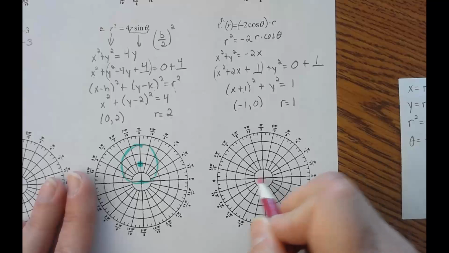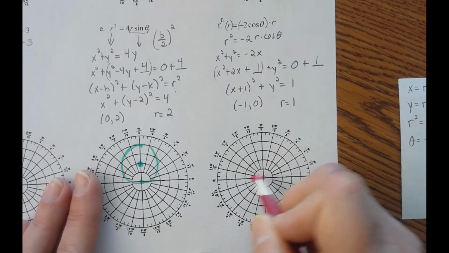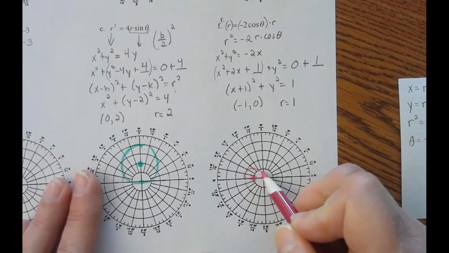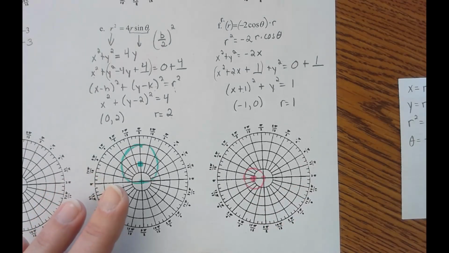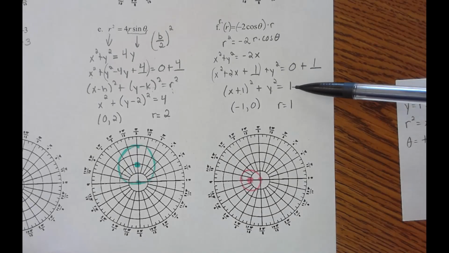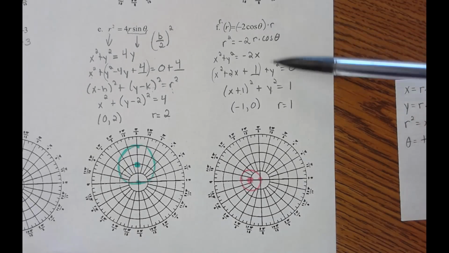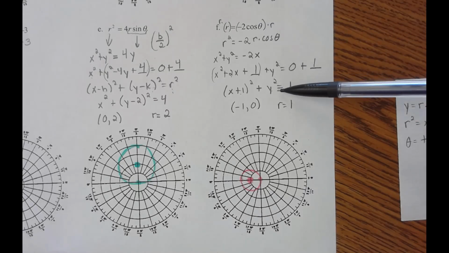The center, -1, 0, radius 1. Draw a nice, neat circle. The reason we're converting from polar to rectangular form is so that we can start to recognize the connection between polar form and polar graphs and rectangular form and graphs on the rectangular plane.